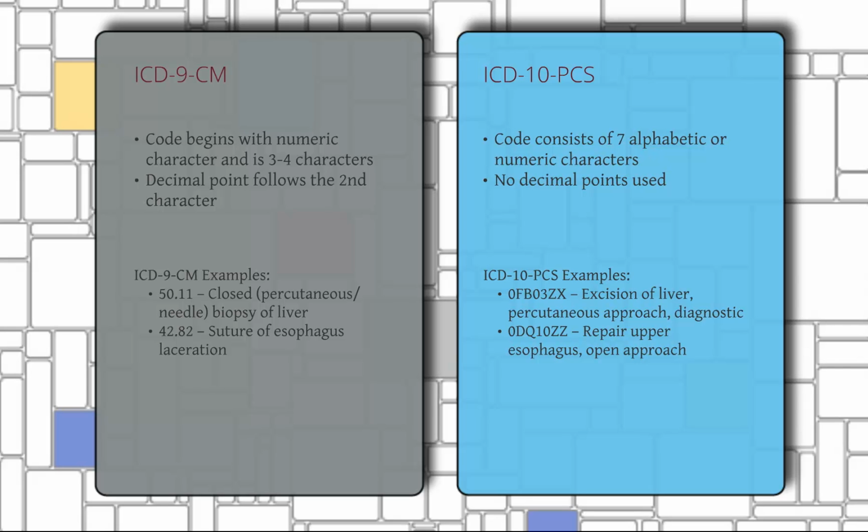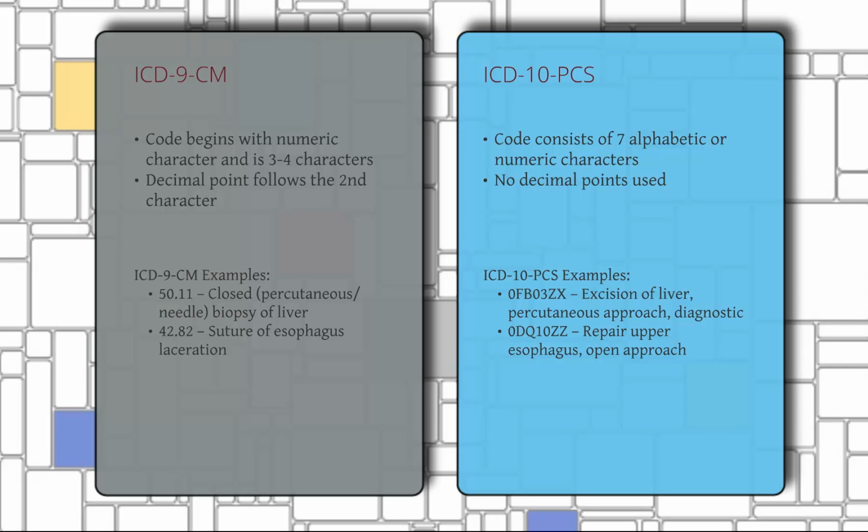These changes provide a greater number of potential codes to include in the code set. ICD-9-CM procedure codes have a decimal point following the second character. No decimal points are used in ICD-10-PCS. I provided some examples of ICD-9-CM and ICD-10-PCS codes to illustrate the 2 different code sets and to provide comparison.